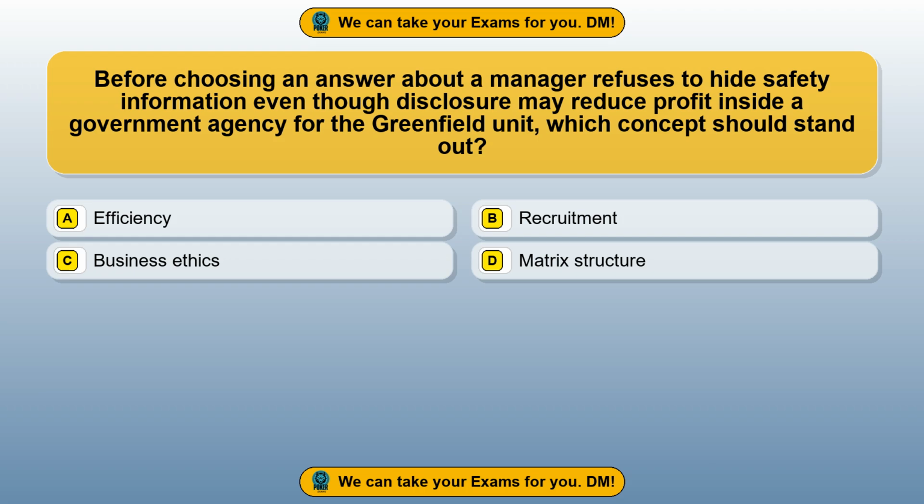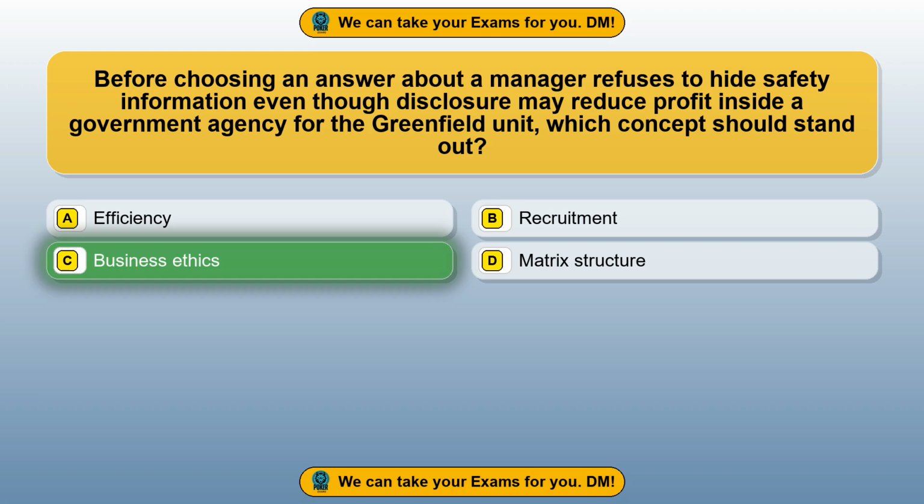Before choosing an answer about a manager refuses to hide safety information even though disclosure may reduce profit inside a government agency for the greenfield unit, which concept should stand out? Option A, efficiency. Option B, recruitment. Option C, business ethics. Option D, matrix structure. The correct answer is option C, business ethics.